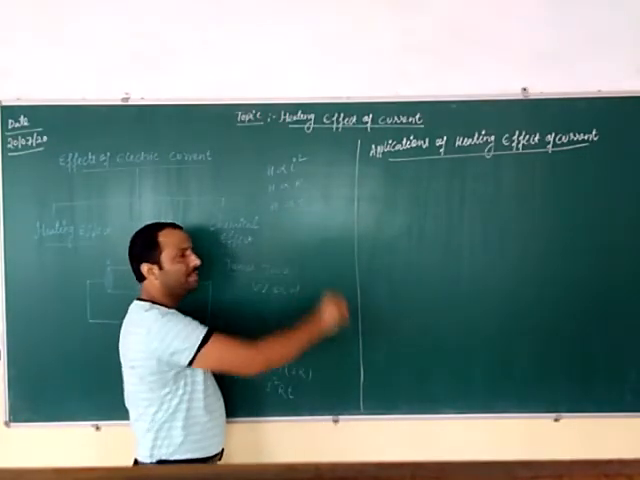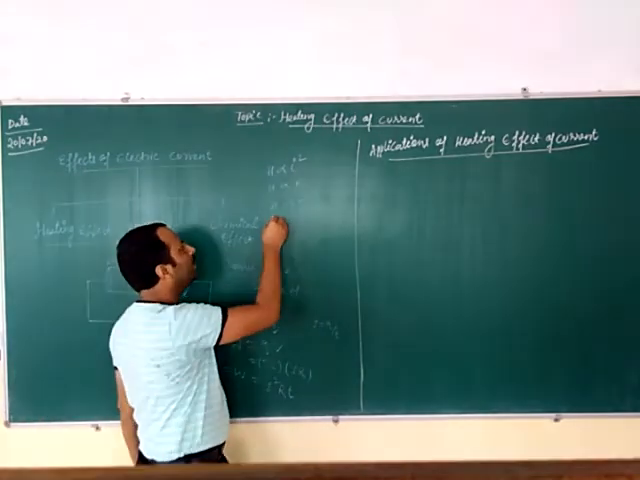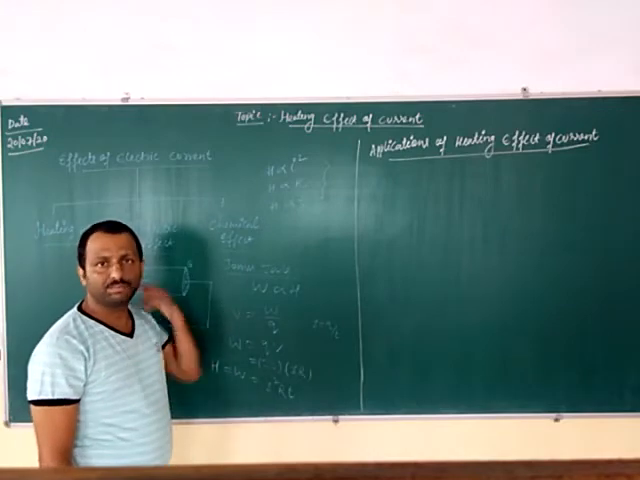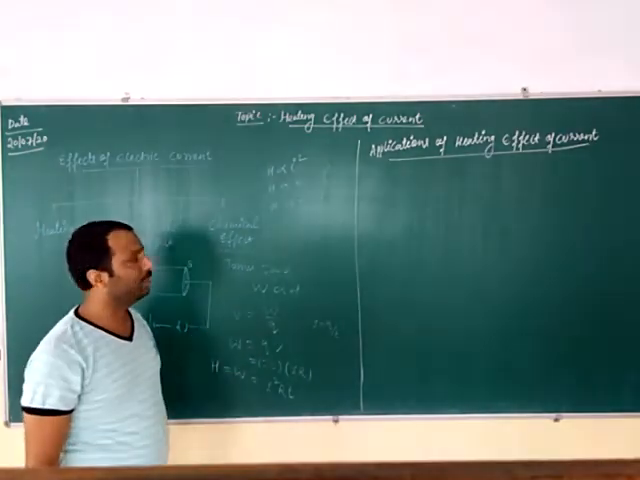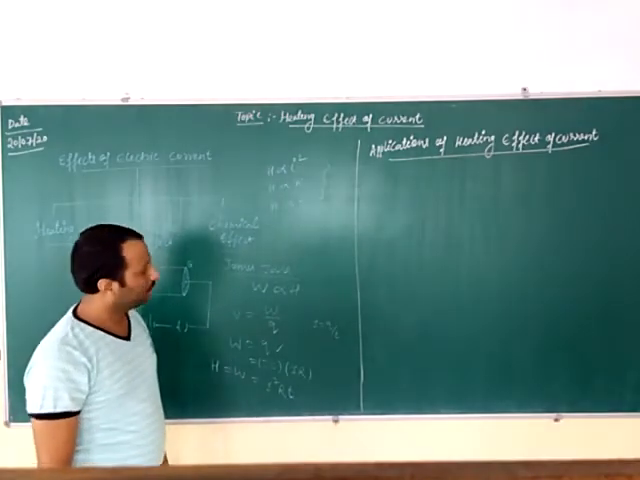Heating effect is directly proportional to the time for which the current flows. If the current is flowing for the larger period of time, then more heat is produced. So these are the 3 statements of the Joule's law. In this way you will write the Joule heating effect of the current.